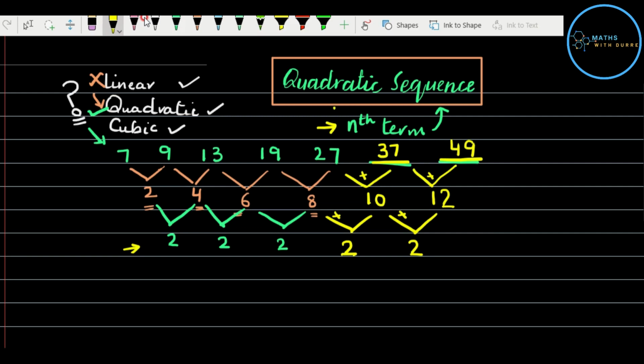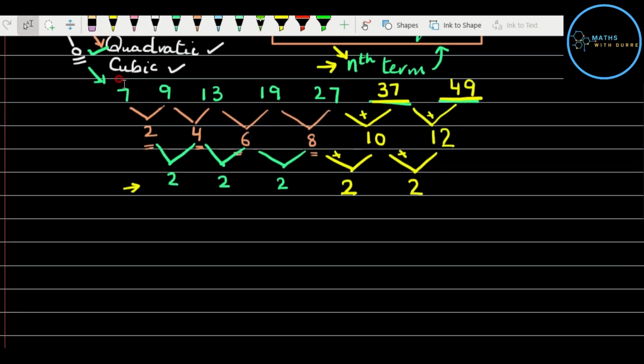So now we will move on and find the nth term. Let's start. You need to remember one thing, and that is the general formula of a quadratic sequence: the nth term is equal to an squared plus bn plus c. It means you need to calculate a, b, and c, and then substitute the values and easily get the nth term, right?